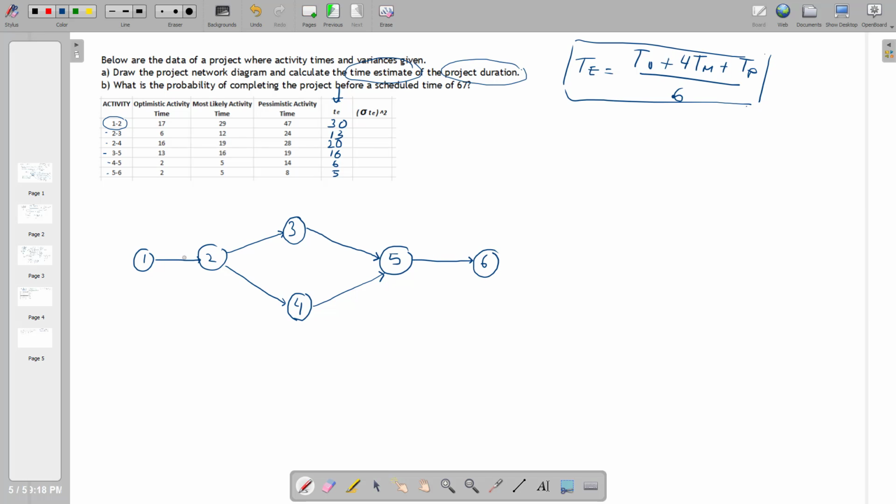Okay, let's just put this one as A, B, for example, C, D, E, and F. Right, so for A over here, 1, 2, you have 30. For 2, 3, you have 13. Okay, and then followed by 20, followed by 16. 3, 5 is 16, 4, 5 is 6, and this one is 5. So which one is the critical path?